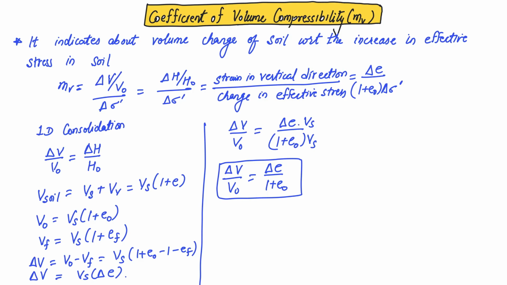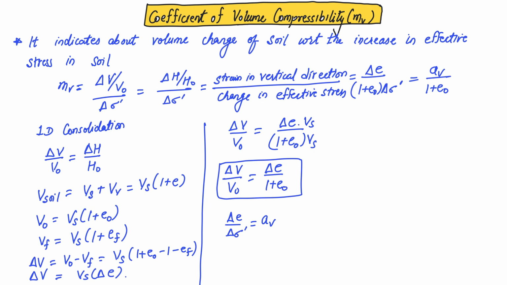Now, again, you know that this delta e upon delta sigma dash is nothing but av. So if you put this here, then another formula for mv will come up as av upon 1 plus e naught. So this is the formula and even the definition of mv.